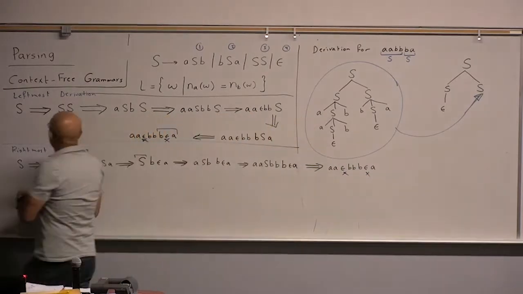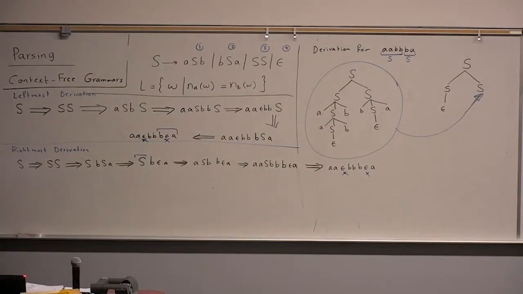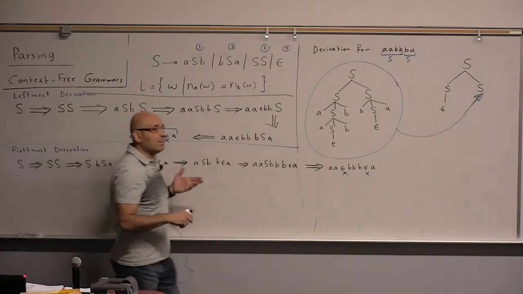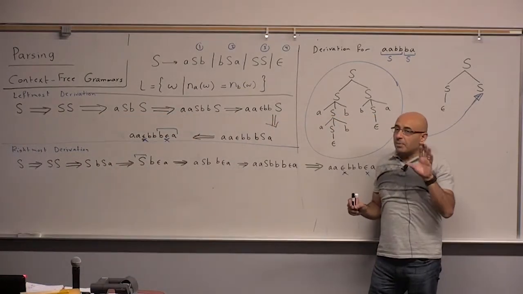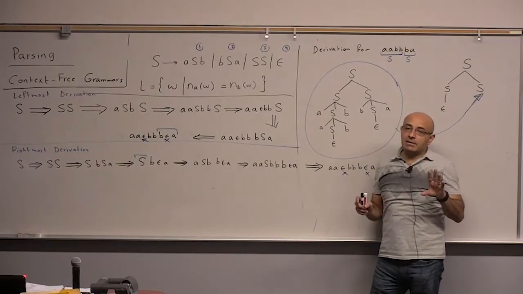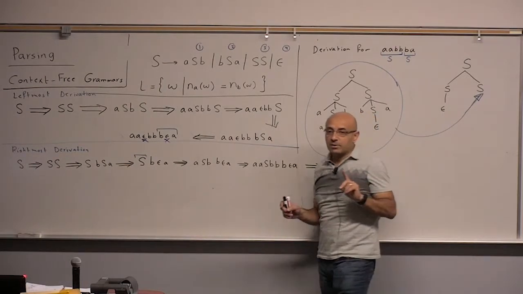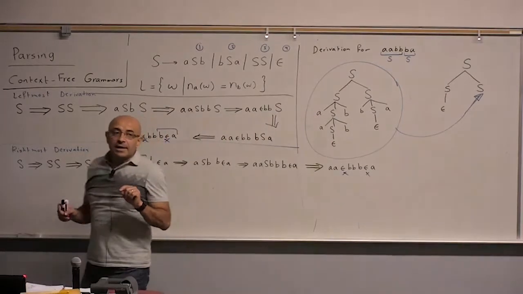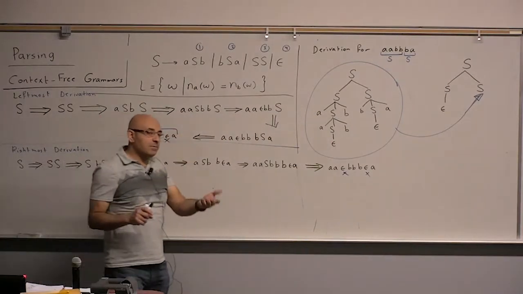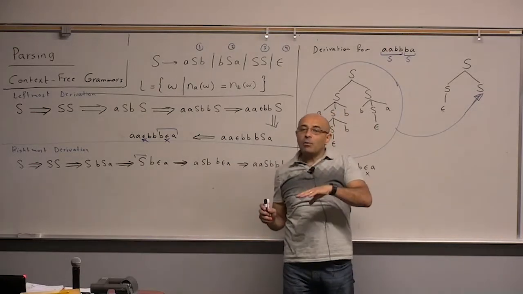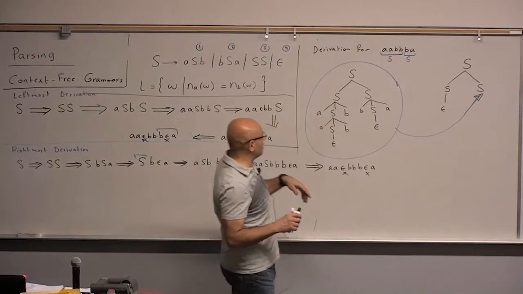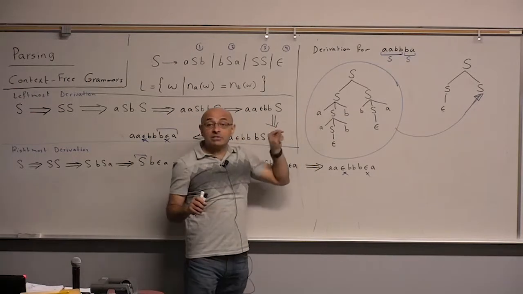Okay, so now the point is, usually a string will have a leftmost derivation and a rightmost derivation. Unless the grammar is very simple, there will always be a leftmost and a rightmost. So having both a leftmost and a rightmost doesn't mean that the language is ambiguous. A language is ambiguous if you have more than one leftmost derivation or more than one rightmost derivation. Or in other words, you have more than one derivation tree.